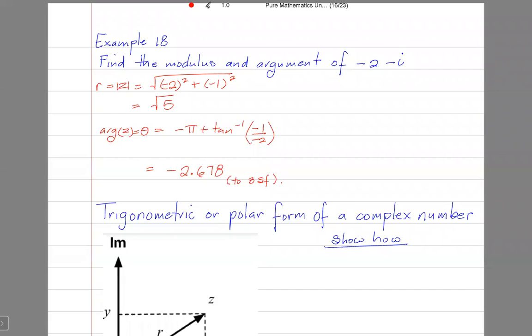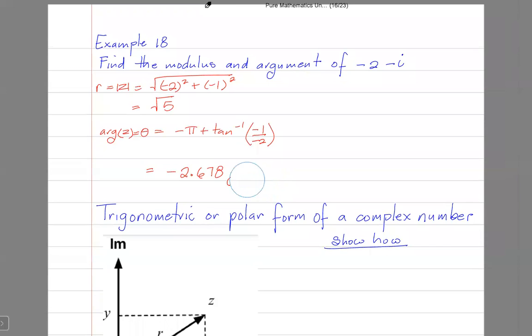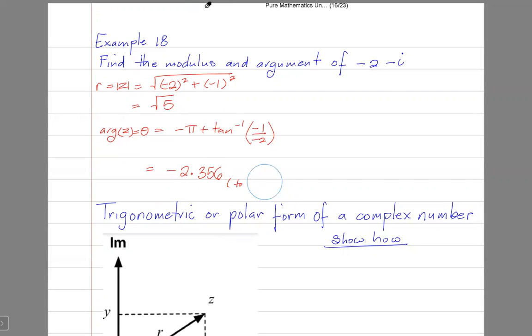Sir, still saying syntax error. All right, mine gave me the answer. But sir, for some reason I got a different answer now. I got -2.03. Yeah, that's me too. -2.356, that's what I got. Anybody get this? Sir, I'm going to do it over again. And this is to 3 decimal places.